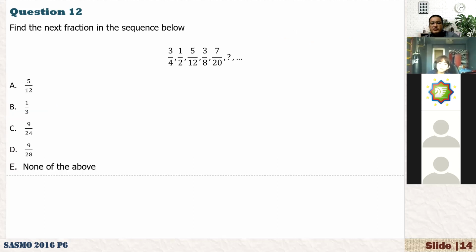Okay. Sunai, read the question. Find the next fraction in the sequence below. Next fraction in the sequence below. You have 1 minute. I think I'll leave your answer to the chat box. Let's see. Leave your answer to the chat box. We will discuss after 1 minute.